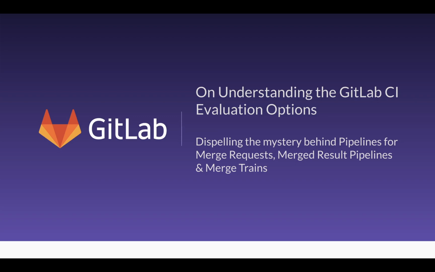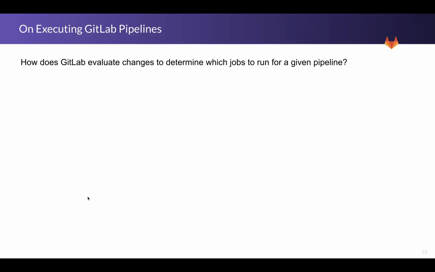I would like to take some time to talk through different ways that GitLab CI evaluates your GitLab YAML and the options it provides. The intent behind this is to help dispel some of the mystery behind pipelines for merge requests, merged result pipelines, and merge trains. They all use a lot of the same words, and sometimes it can be a little bit confusing. The heart of how I'm going to approach this is we're going to run through this question: How does GitLab evaluate changes to your code repository to determine which jobs to run for a given pipeline?